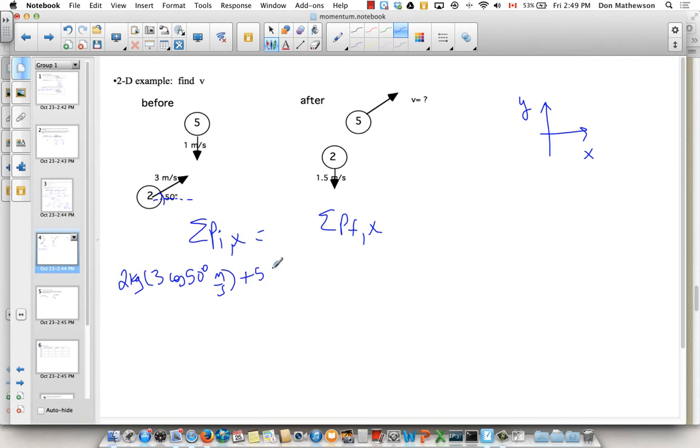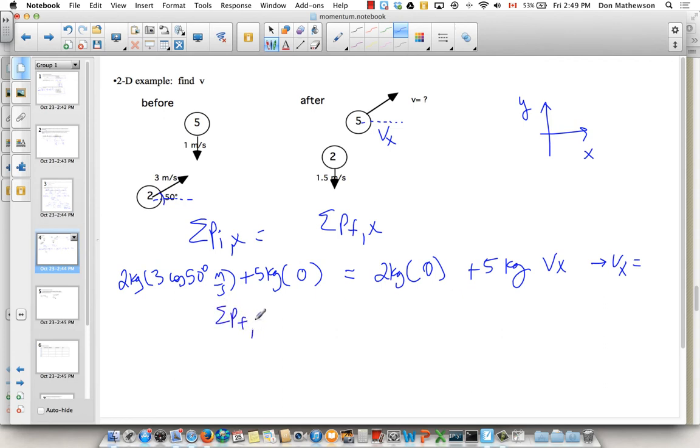Initially, the 5 kilogram has no horizontal component of motion because it's moving in the y-axis direction. Similarly, after the collision, the 2 kilogram is moving in the y-axis direction, so it has no x momentum. And then the 5 kilogram will introduce an unknown. It's moving at a horizontal speed vx. So this has been reduced to a calculation. We can find the speed vx.